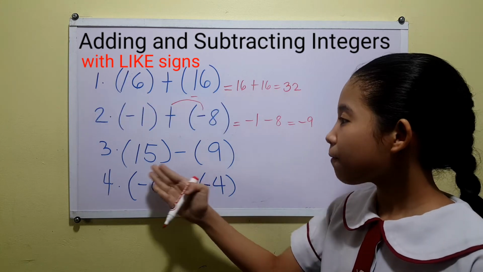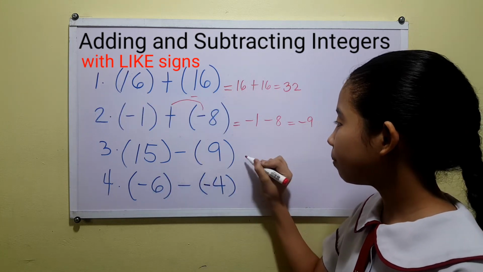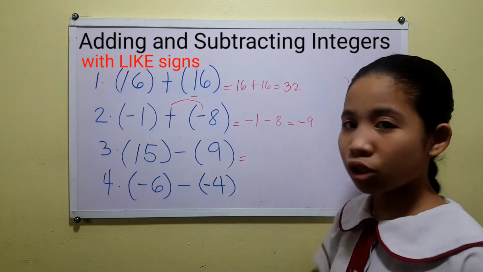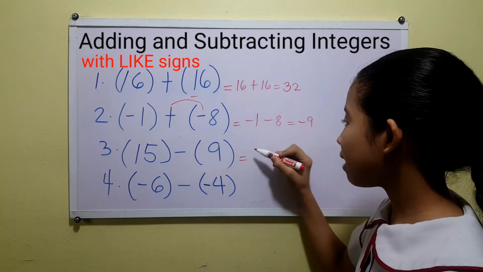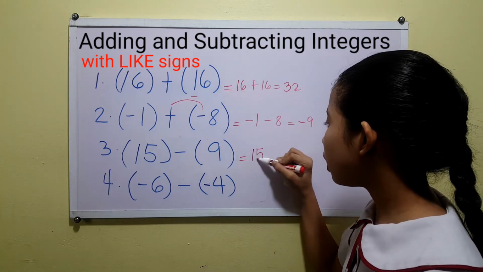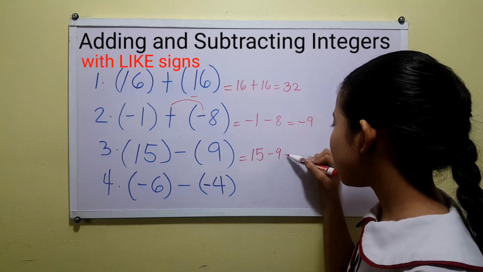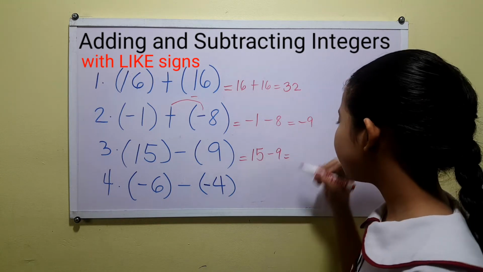Next we have 15 minus 9. So, all we have to do is a simple subtraction. 15 minus 9 is equal to 6.